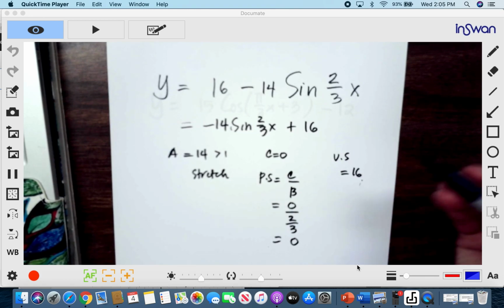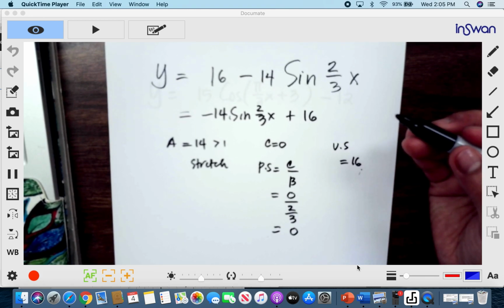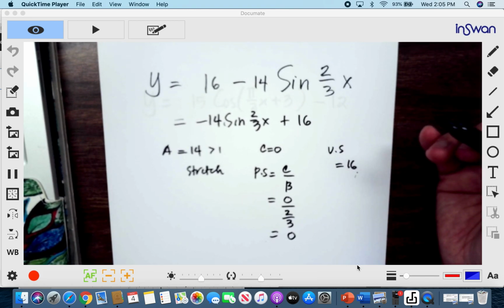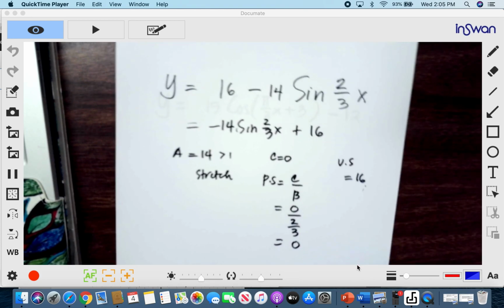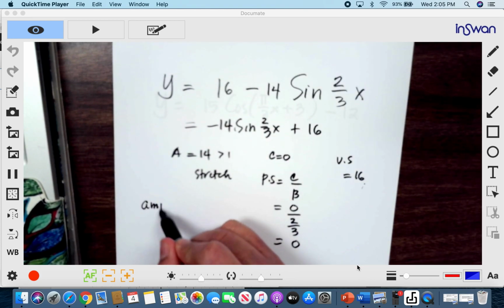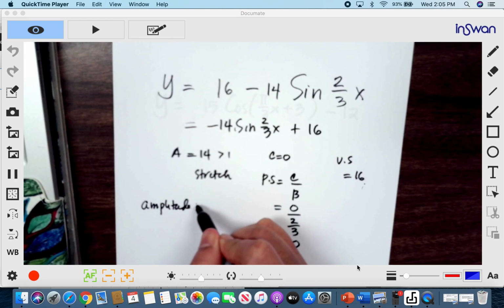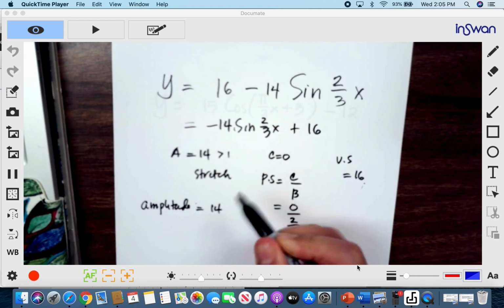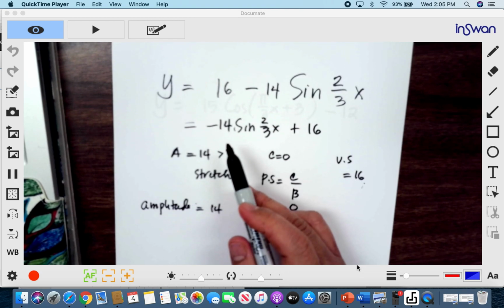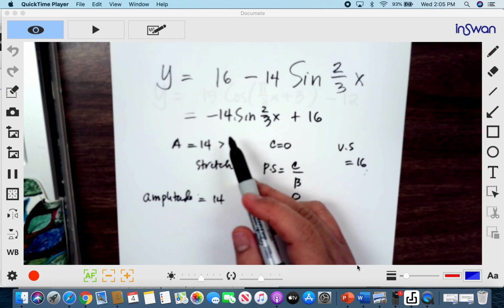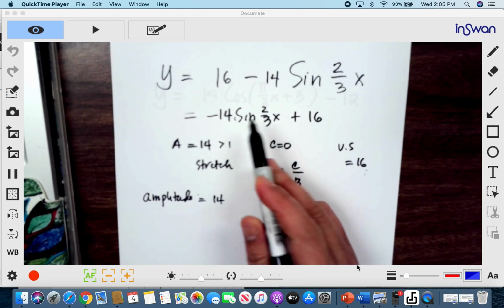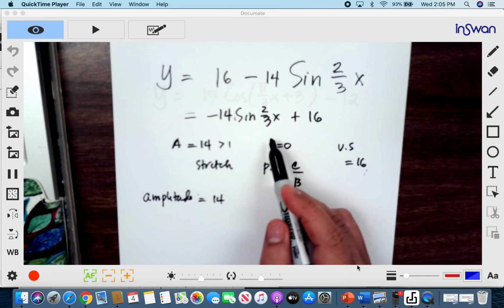Apart from that, we will identify the properties of our function so that we can review ourselves. So our amplitude is equivalent to 14. We always take the positive because amplitude is a measure of distance, so it should only be positive. It's just that this graph was reflected.